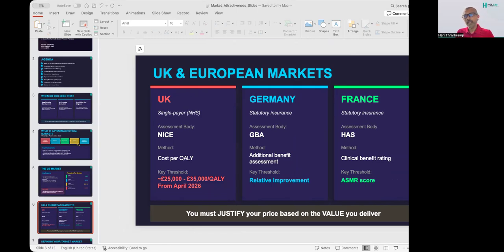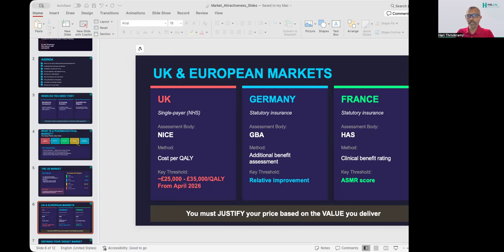Essentially, NICE conducts cost-benefit assessments, or cost-effectiveness assessments, or cost-utility assessments. They evaluate how many quality-adjusted life years a patient gains from a medicine. Essentially, they're asking how many additional healthy life years does this medicine provide? And NICE usually uses a threshold of 25 to 35,000 pounds per quality adjusted life year gained.